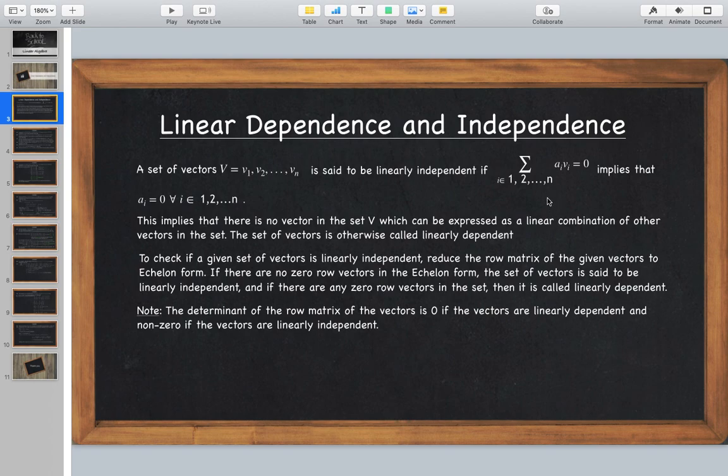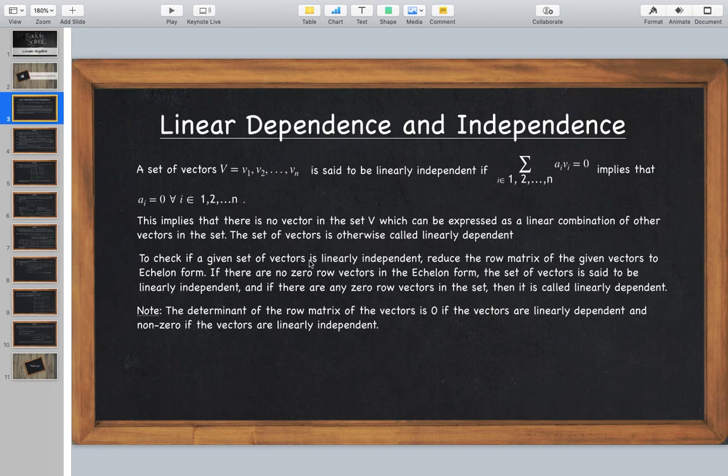So basically, when we take a linear combination of these vectors and it is 0, if this implies that all the coefficients are 0, then we say that this set of vectors is linearly independent. And what does this imply? This implies that there is no vector in the set V which can be expressed as a linear combination of other vectors in the set, and the set of vectors is otherwise called linearly dependent.